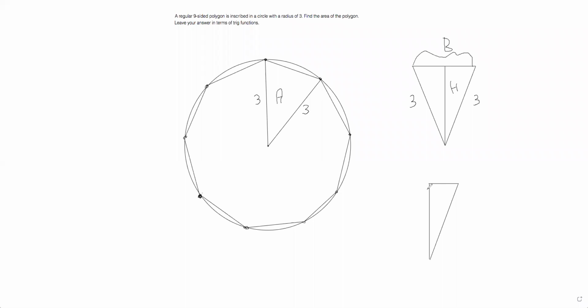So here we have half of the triangle. The 3 is still going to be a 3. The height's still going to be a height, but the b is going to be cut in half. So what information do we have to help us with this? Well, we know that this angle right here has to be 40 degrees, because 360 divided by 9 gets us 40. So this is a 40-degree angle, and I'm going to do my best to write it without screwing up.